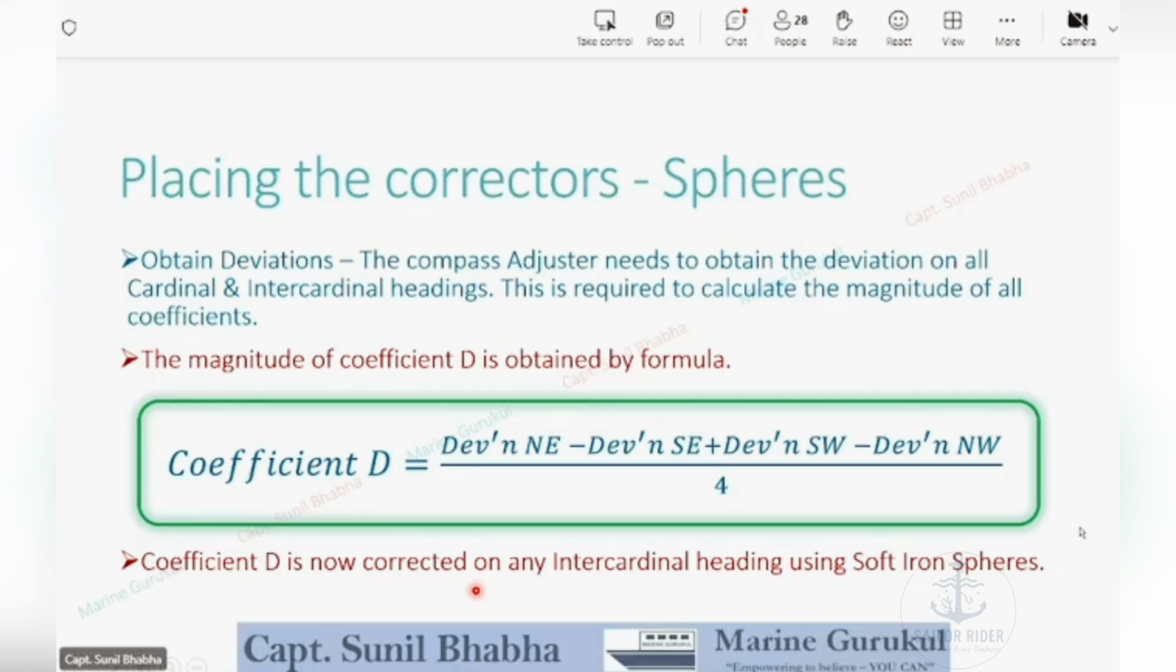Both the spheres are usually at the same distance from the compass. If the compass is placed on a normal merchant vessel in a centerline location, both the spheres are equidistant from the compass. Once the required correction is achieved, the compass adjuster tightens the bottom nuts of the soft iron spheres so that they remain firmly in place. After this, he notes the location as per the scale. A scale is put on both side channels, and he notes down the location of the spheres as per the scale, and this is noted down in the deviation card.